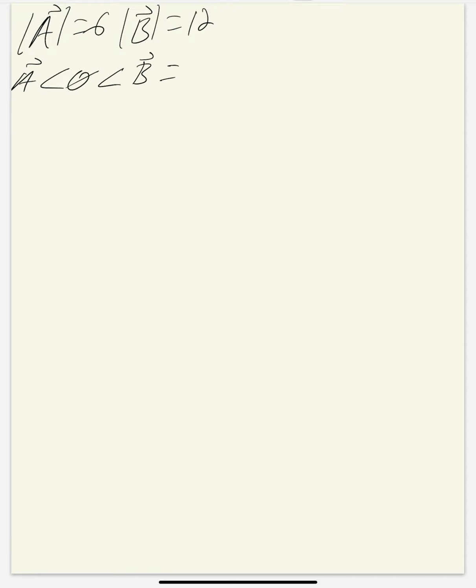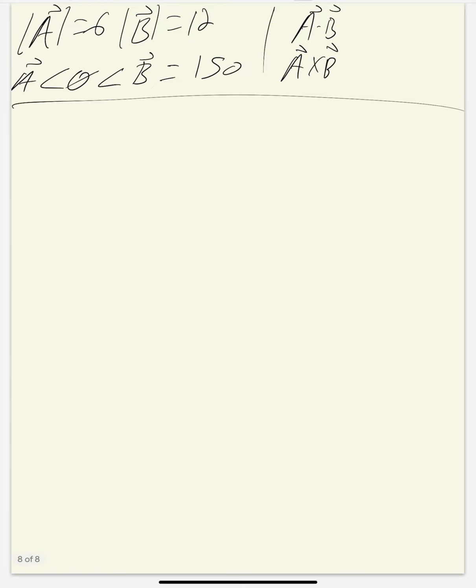So today we are tasked with a question from Chris McMullen's multivariable calculus workbook, and that is, if the magnitude of A equals 6 and the magnitude of B equals 12, and the angle between A and B is 150 degrees, what is the dot product of these two vectors, and what is the cross product of these two vectors?